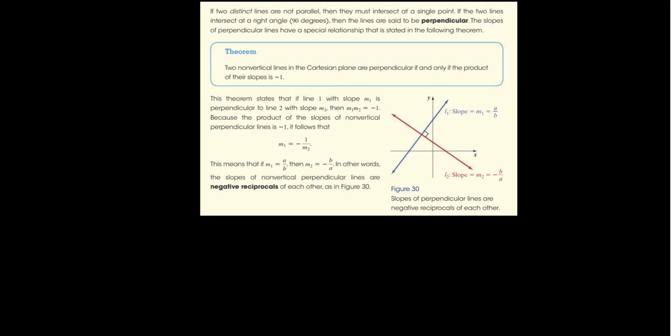The slopes of perpendicular lines have a special relationship that is stated in the following theorem. Now, this theorem might be a little more confusing, but let's go ahead and read it. Two non-vertical lines in the Cartesian plane are perpendicular if and only if the product of their slopes is -1. Now, there's nothing wrong with that.